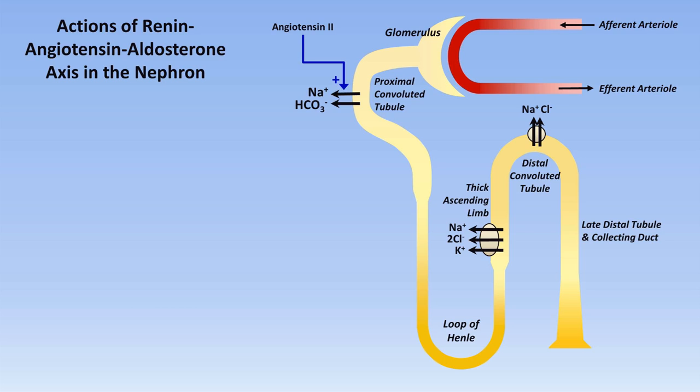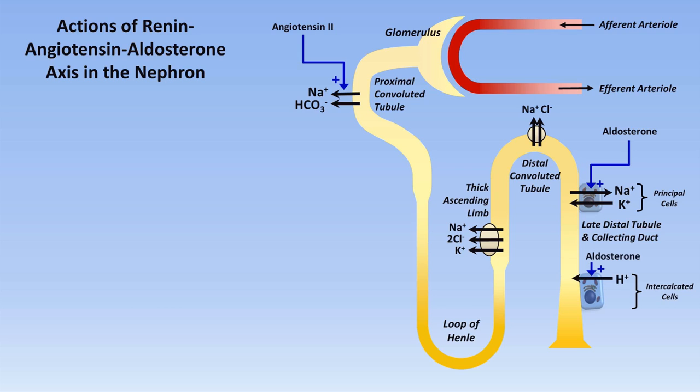Finally, as we move further towards the collecting ducts, we have several different cell types. One cell type, called the principal cells, reabsorbs sodium and excretes potassium in response to aldosterone. Another cell type, called the intercalated cells, excretes hydrogen ions in response to aldosterone and reabsorbs potassium in response to low serum potassium. At this point, what remains in the lumen of the nephron is essentially urine, and it drains to the ureters and the bladder.